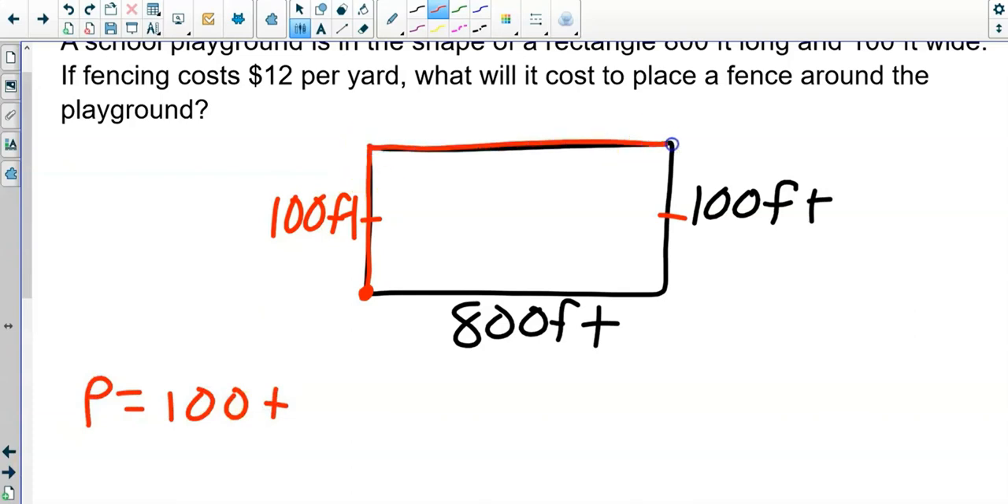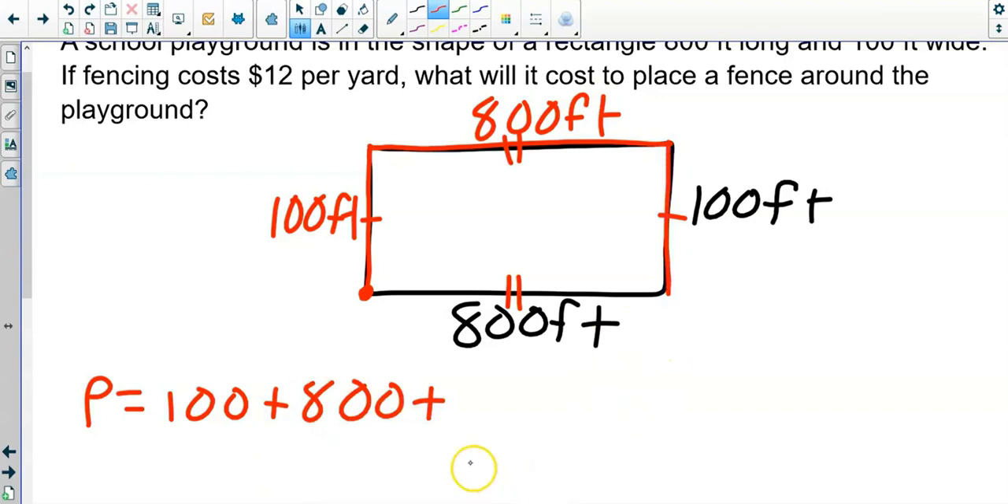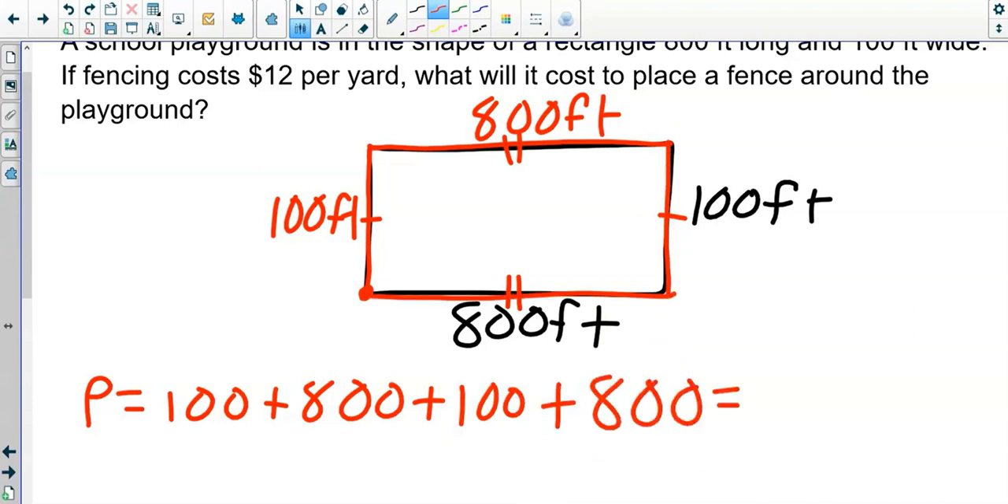Plus, how far did I walk? Again, using that same property, opposite sides of a rectangle are congruent. So since this one down here is 800, the top length is 800. So I walked another 800 feet. Plus, how far did I walk? 100. Plus, how far did I walk to get back to base? Another 800. So if I add all this up, 100 plus 800 plus 100 plus 800 ends up being 1,800 feet. So that's the perimeter of our shape.